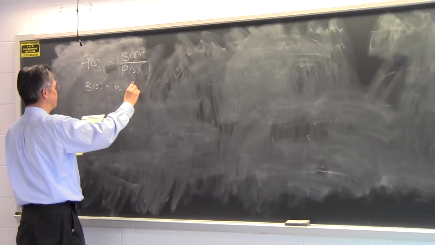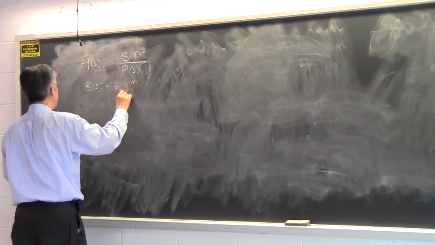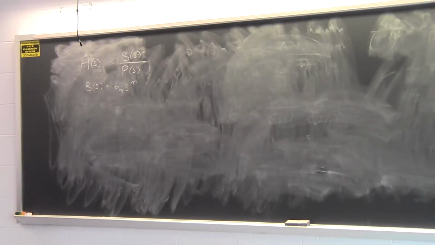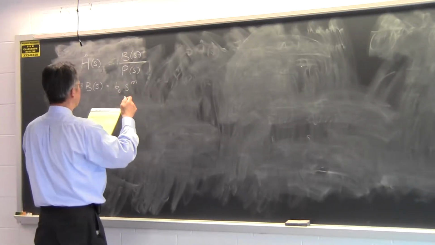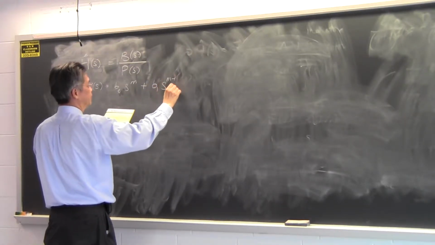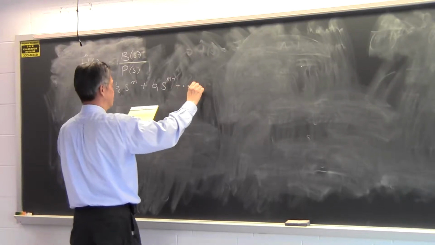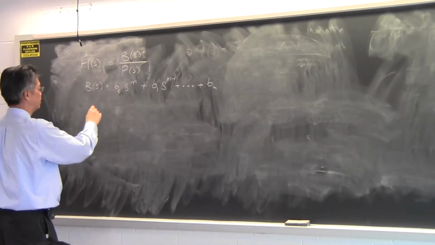An nth order polynomial that looks something like this. Maybe we can call it M. Okay, I think the book uses M. Okay, uses M. And then b1 s^(m-1) plus dot dot dot plus bm. So this is an mth order polynomial.